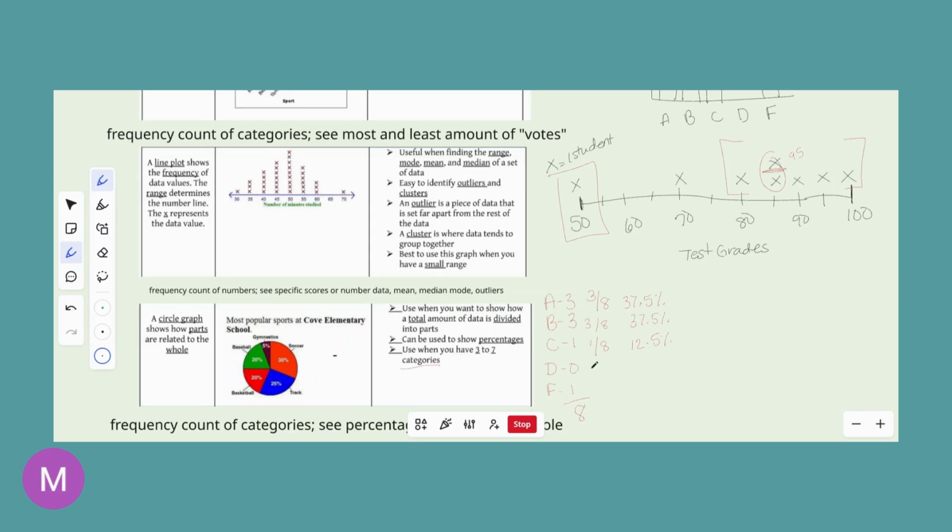0 out of 8, that doesn't even need to be represented on our circle graph. And then our 1 again here, 1 out of 8, so 12.5%. Remember that when you total these all up, they should equal the total 100% of your circle. And if we wanted to be real technical, we could use our formula to find out the exact degree of our sectors, but we're just going to estimate it here.